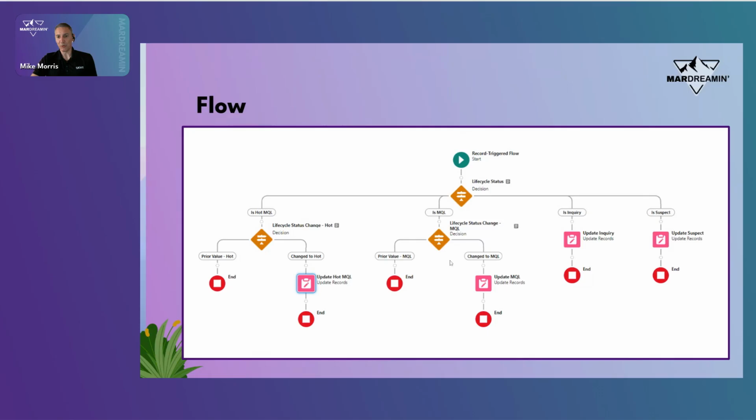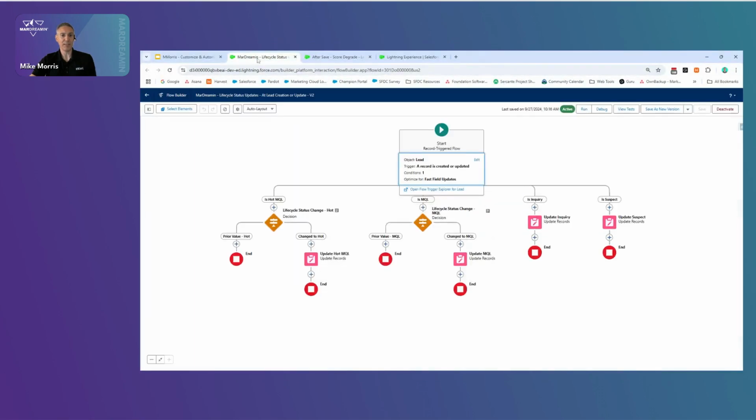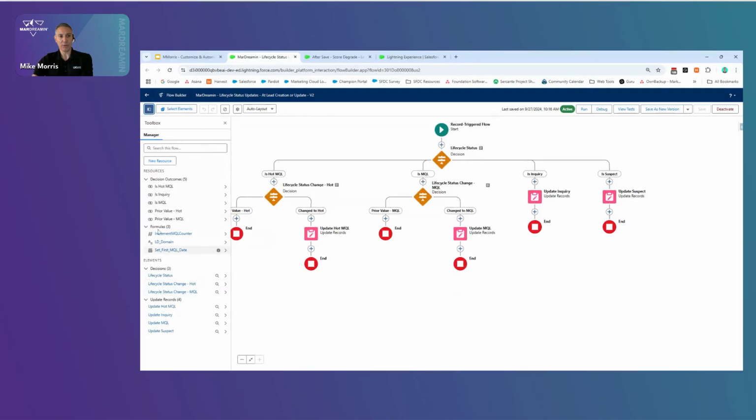And this is what the whole beast looks like when we get it all built out. It's not too bad, but we'll take a look at it in more detail, because this will let you see exactly what it's doing. So this is the flow itself. If you're not familiar with Flow, this is your toolbox on the left, which shows you the elements you're working with, the resources, and some of the formula fields we're dealing with as well.